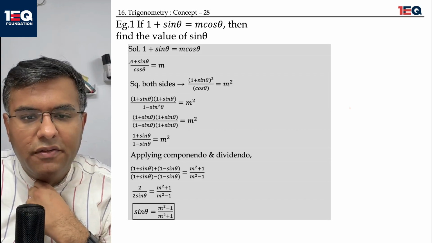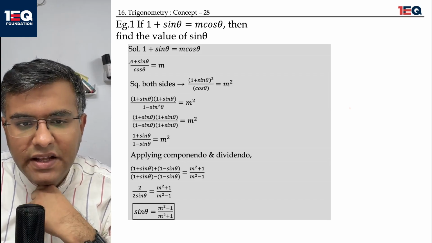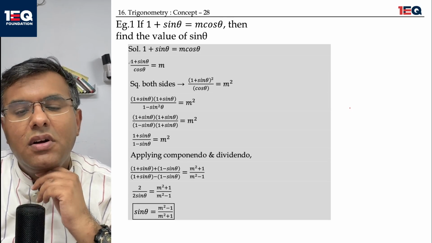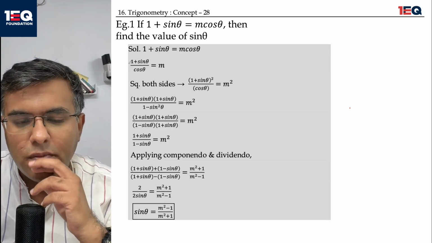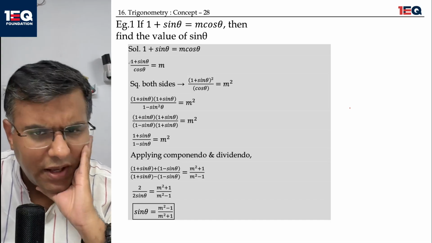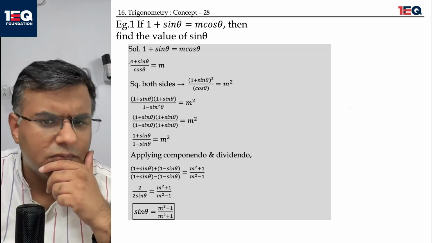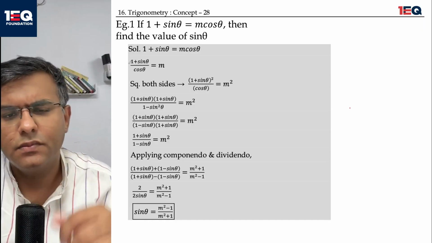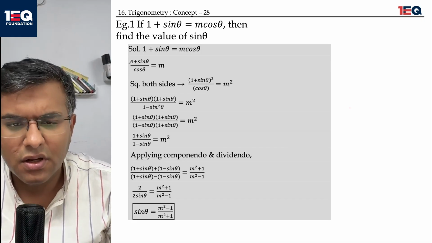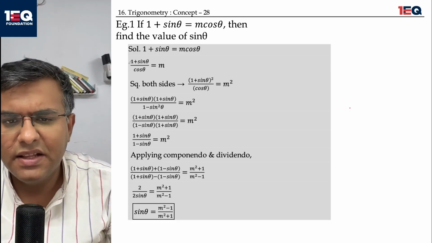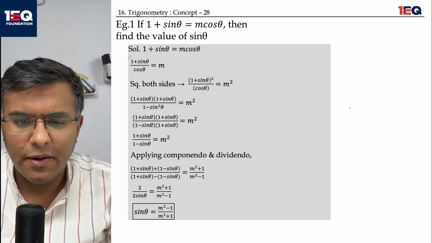A few questions of value putting of angles. I need to find out the value of sine theta from here. So what thought should we apply? Hmm? What thought should we apply? I've already done the solution here for a reason, but I want you to really think about what we should apply.